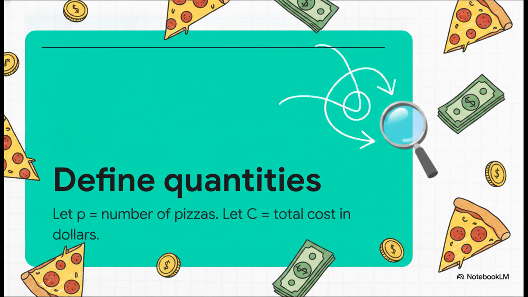It's where so many people get lost. We have to clearly define our variables and anchor them to specific real-world units. So let's say P equals the number of pizzas ordered, and we explicitly note the unit is literally pizzas. Then let C equal the total cost, and the unit there is dollars. Seriously, if we don't attach units, our numbers just kind of float away and lose their meaning entirely.